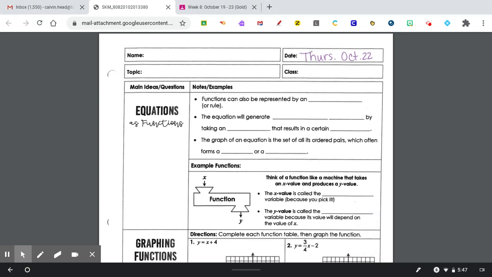Okay, today we're going to continue with our unit on functions. You'll find this in your notes, so make sure that you follow along with me.